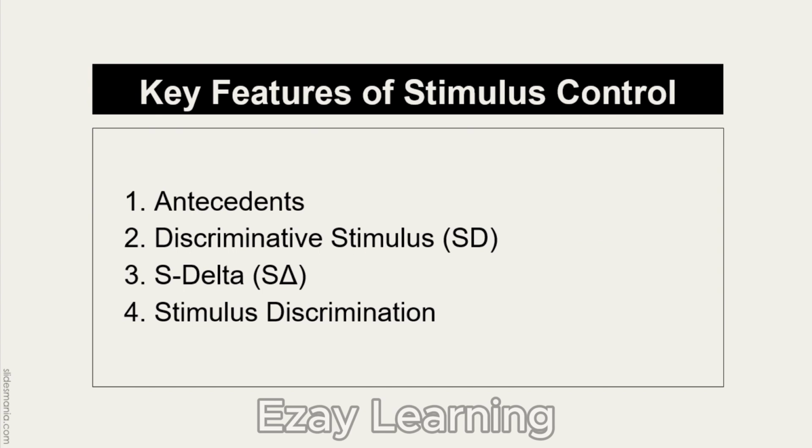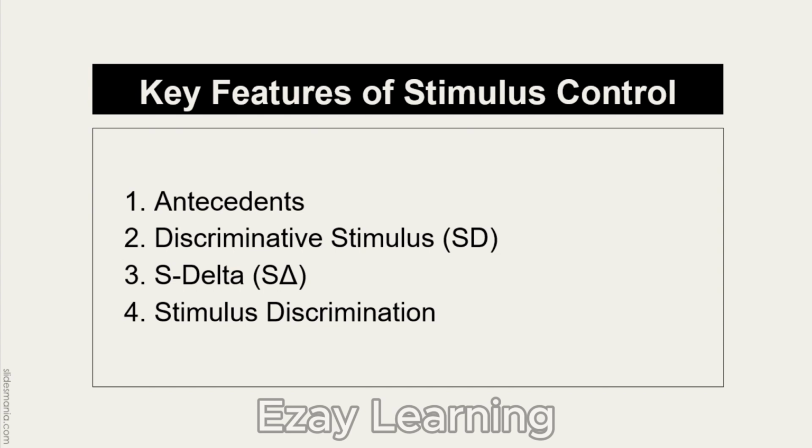Key features of stimulus control. The key features of stimulus control are antecedents, so the stimuli that precede behavior and can signal when a behavior is likely to be reinforced or punished. For example, a green light signals go while a red light signals stop. That would be the antecedent.